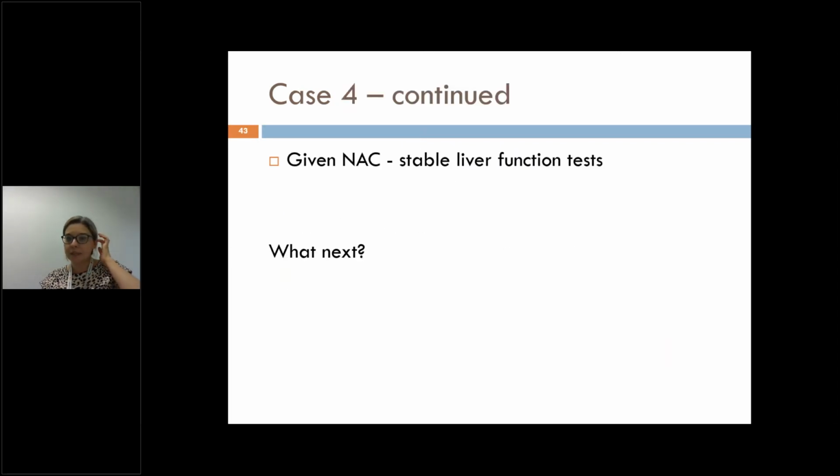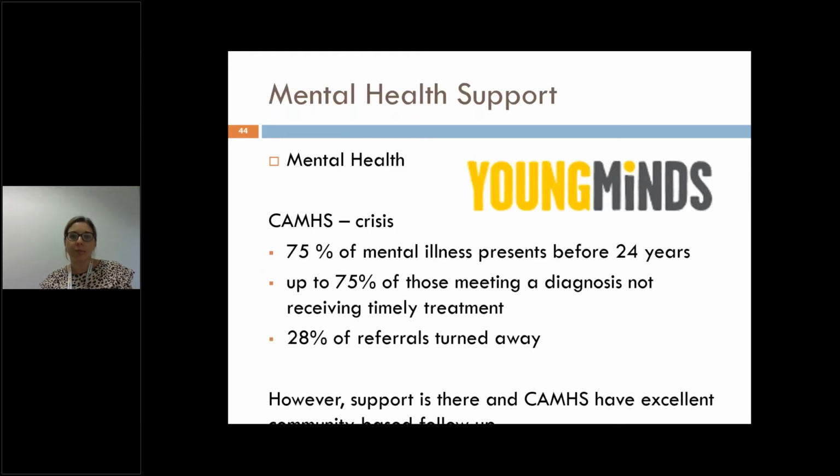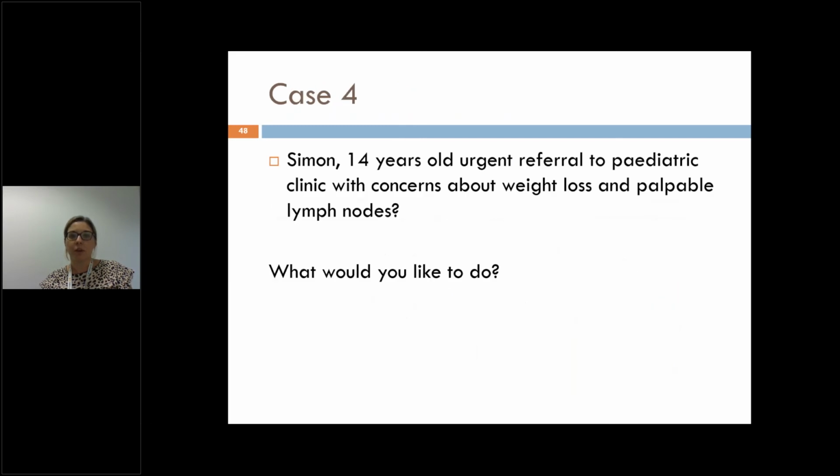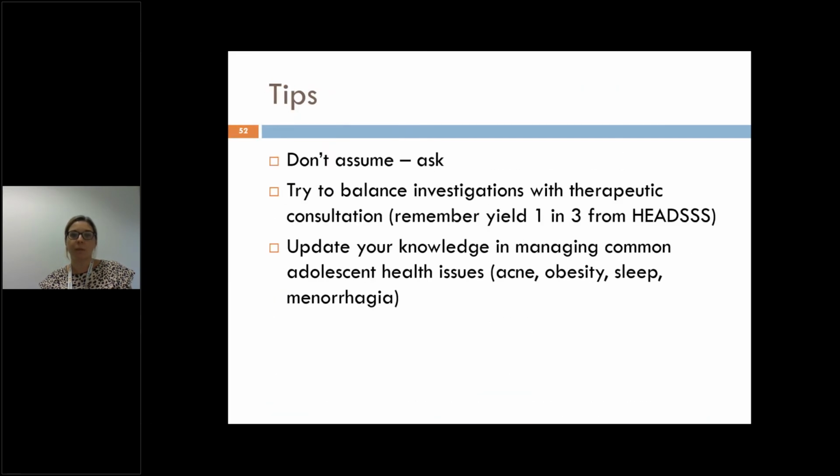I'm going to come to the end of this here and have a little bit of time for your questions, because we talked a bit about mental health and CAMS. These are all additional ones that we can go through, but these are my hints and tips. Don't assume, just ask. Try to balance investigations for therapy with this kind of therapeutic consultation, and remember that you've got a yield of 1 in 3, so you are going to need to think about what you might do with information that's shared with you from a young person.